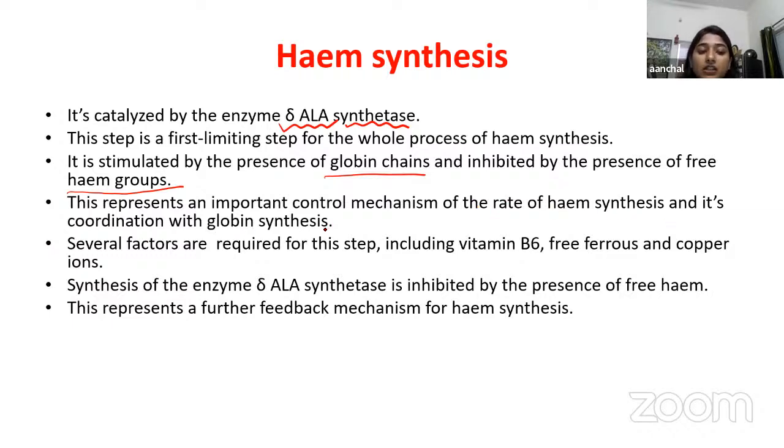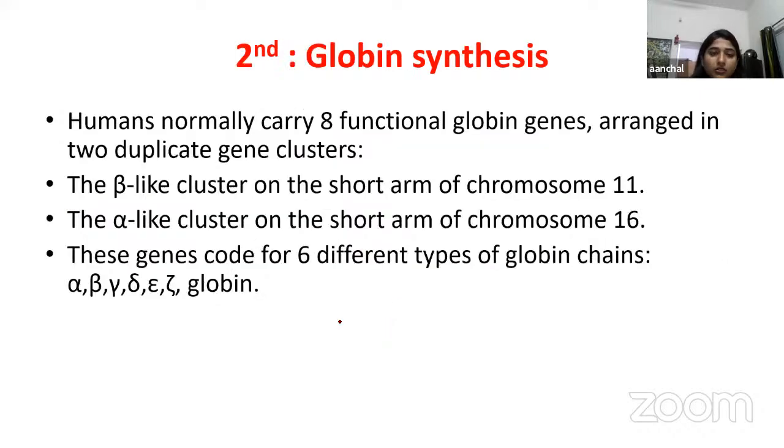Several factors are required for this step, like vitamin B6, free ferrous, and copper ion. Now, the synthesis of the enzyme, that is delta ALA synthetase, is inhibited by the presence of free heme, and this represents a further feedback mechanism for heme synthesis.